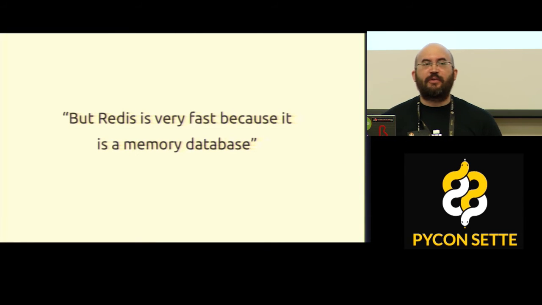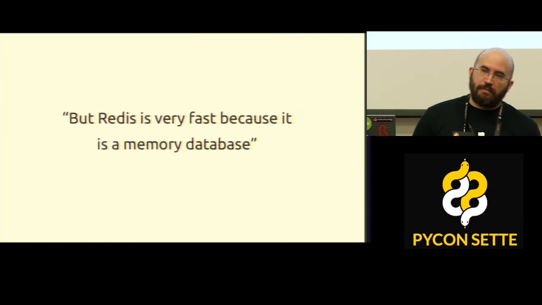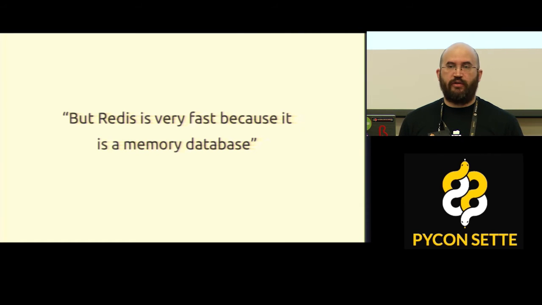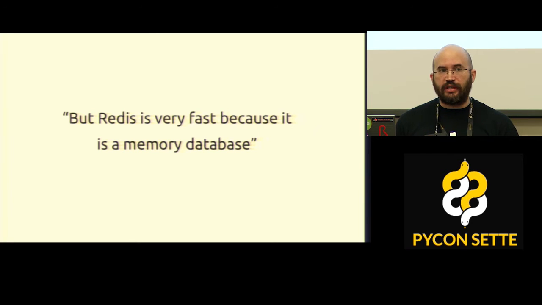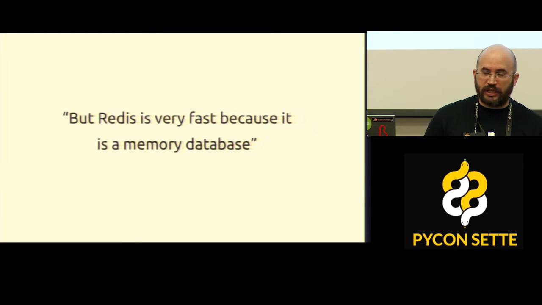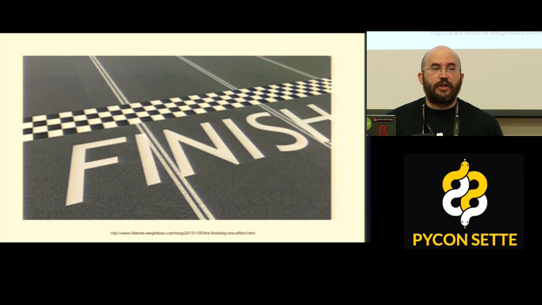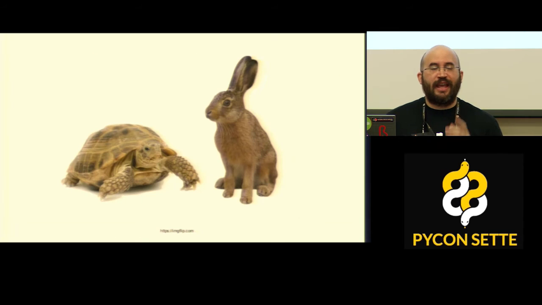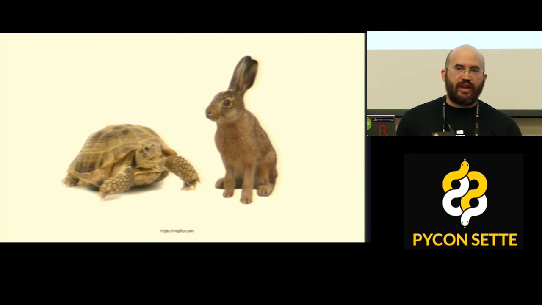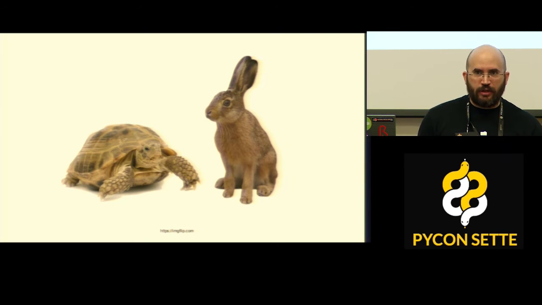So the argument is that Redis is very fast because it runs in memory. Yes, it is very fast, if you're just storing a value and retrieving it, which is its reason for existence. And we all know that it's better to finish last, but get to the finish line. This guy can tell you that. And you want your message to eventually reach the workers.